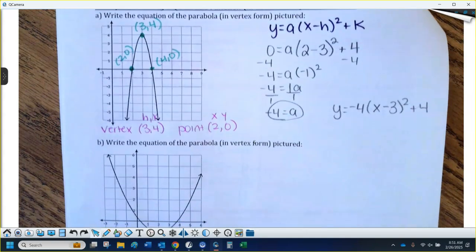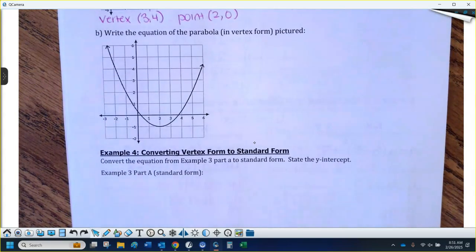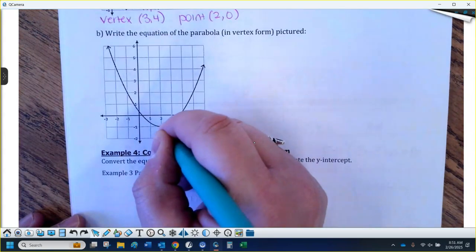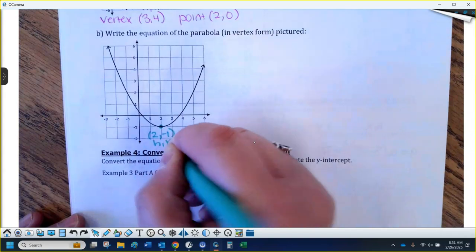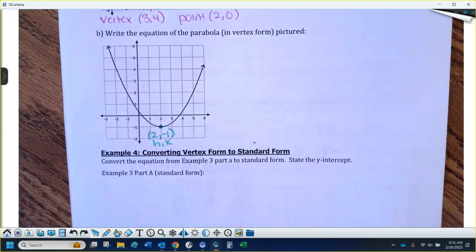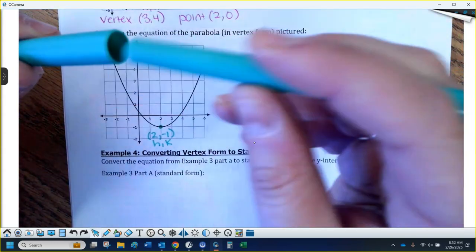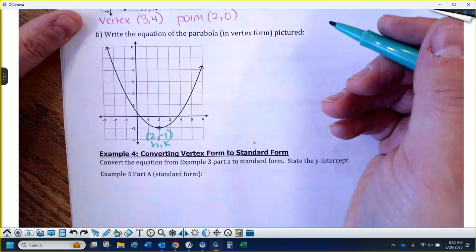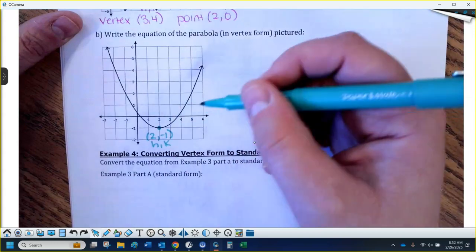So this one's super tricky. This a value is not going to be easy. Let me go ahead. I got to get the vertex. So we're at 2, -1. That's going to be our h and k. And I'm looking for another nice point that goes through a corner. And this one's really hard to determine the a value from the graph, I think.